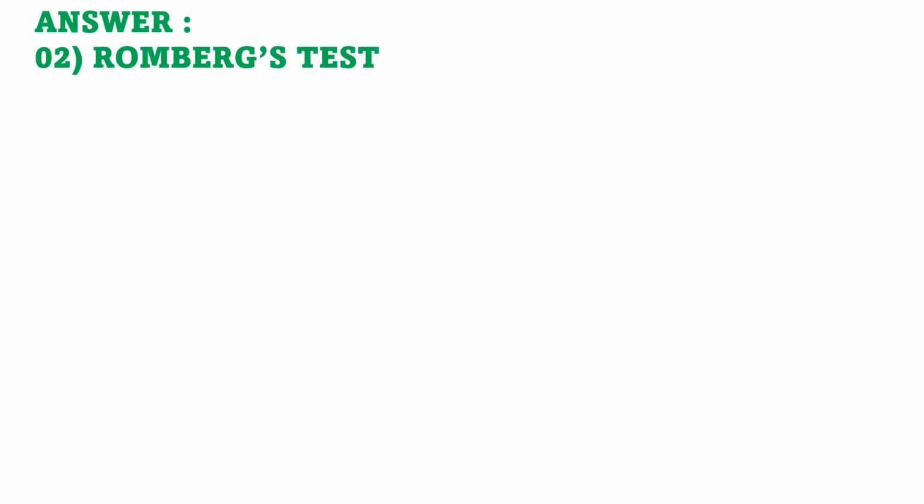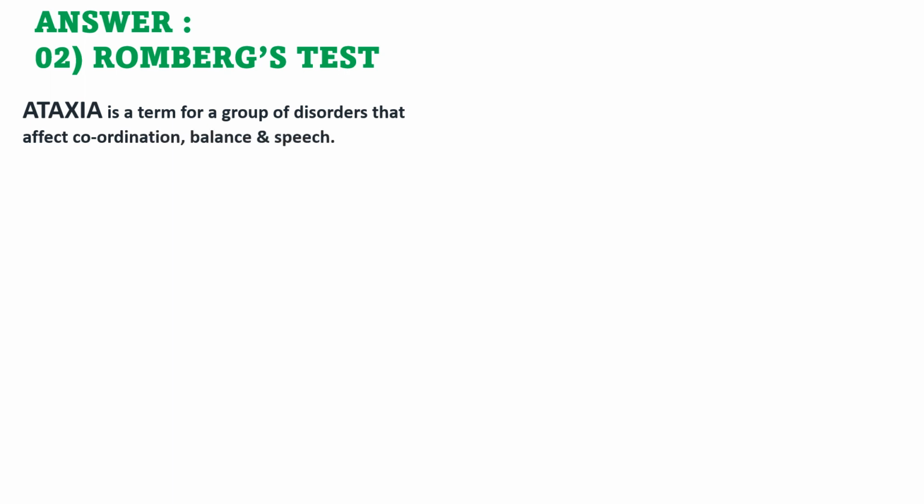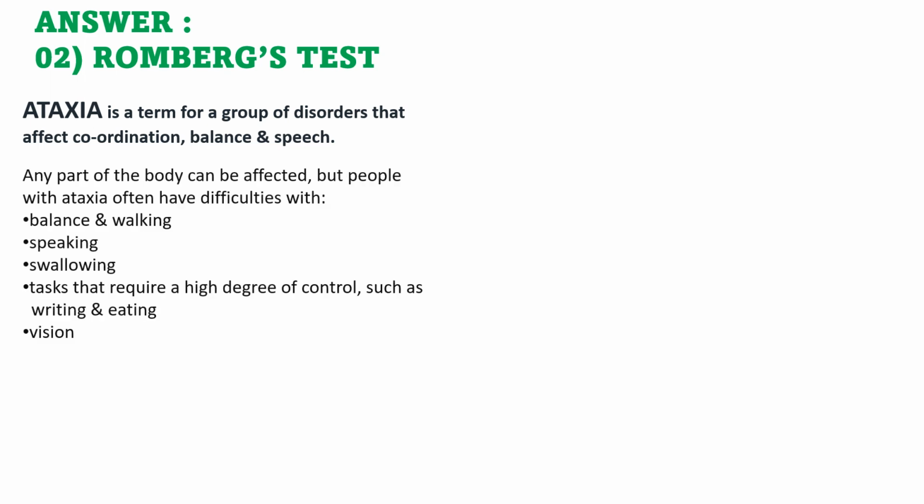Before telling you about the Romberg's test, let us see what ataxia is. It is a term for a group of disorders which specially affects three things: coordination, balance, and speech. Any part of the body can be affected, but people with ataxia most often find difficulties with balance and walking, speaking, swallowing, and tasks which require a high degree of control like writing and eating.